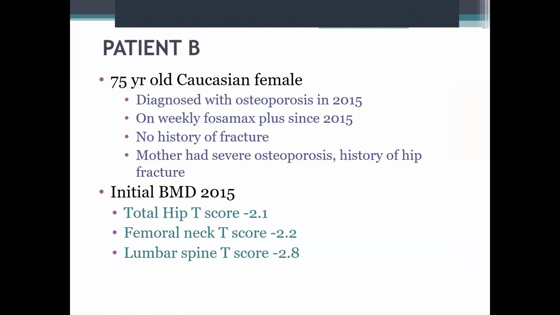So I have another patient here who is a 75-year-old lady diagnosed with osteoporosis in 2015. She was actually started on weekly Fosamax Plus. No history of fractures, because at that time her bone BMD actually showed osteoporosis. So she's over the age of 70. T-score at lumbar spine was -2.8. So she would be eligible for anti-resorptive therapy covered by the PBS. So she started on Fosamax Plus.